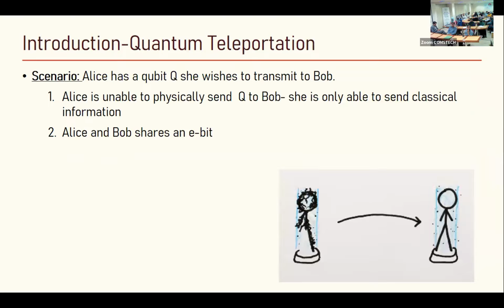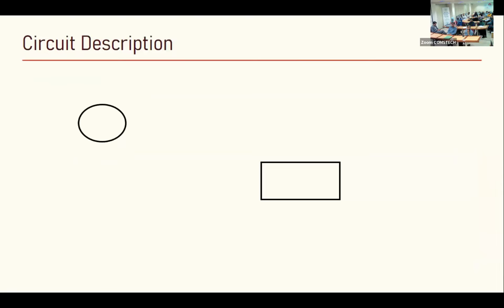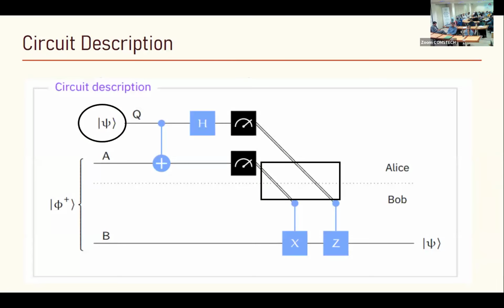Okay, now let's go to the circuit design. Again, I want to emphasize that this is the Alice portion. The dotted line shows the communication channel, and this is Bob's portion. So Alice and Bob share an EBIT. This is an entangled pair which is present at a distance. So in an entangled pair, one qubit is with Alice and one is with Bob.